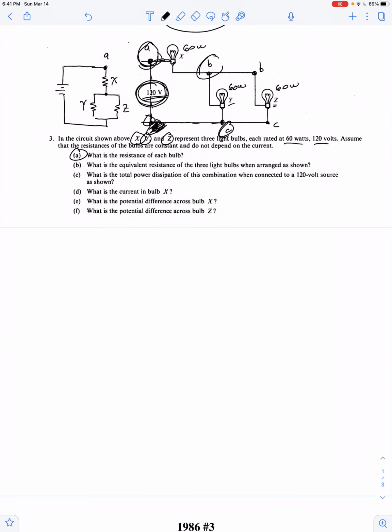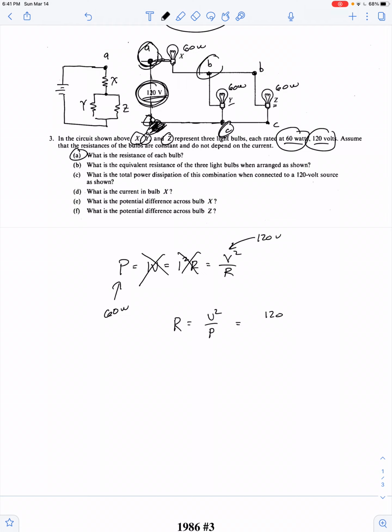First question is, what's the resistance of each bulb? So let's see, power is current times voltage. It's current squared times resistance, and it's voltage squared divided by resistance. So power ratings are based on 120 volts. So each of these bulbs would provide 60 watts of power if the voltage was 120 volts, right? So we can use this equation, rearrange it. R is equal to V squared over P.